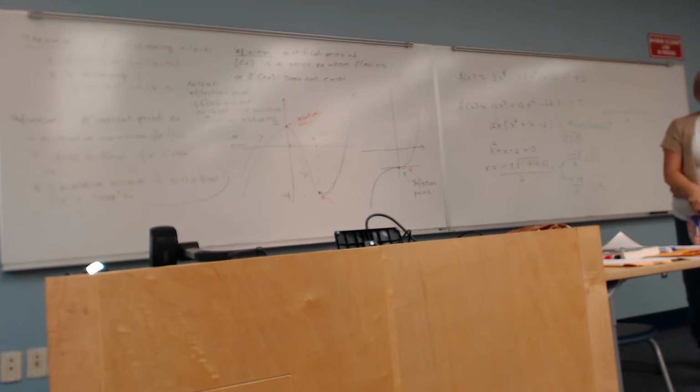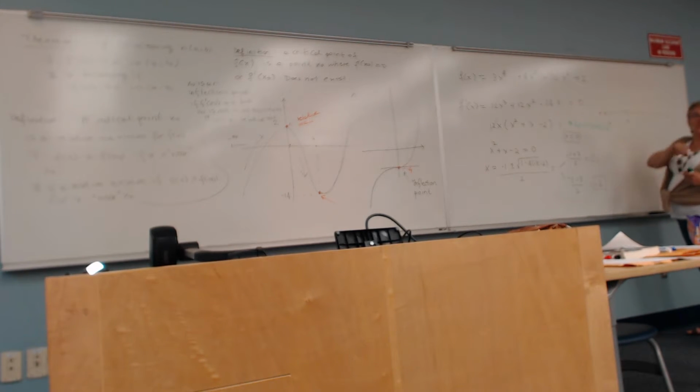How many test points do we need? Not 2, we need 4, because we need 1 in each interval. For example, we can pick 2 here, 0.5 there, and minus 1. And over here, minus 3.